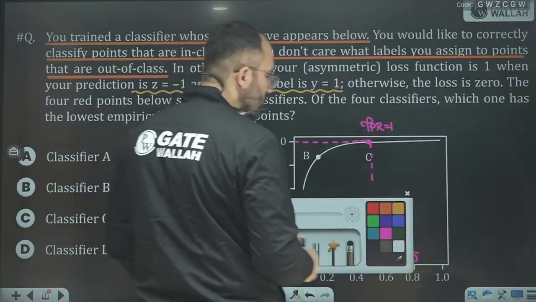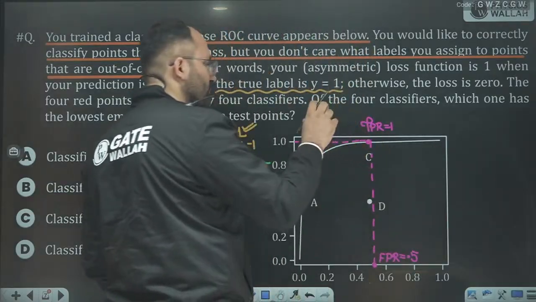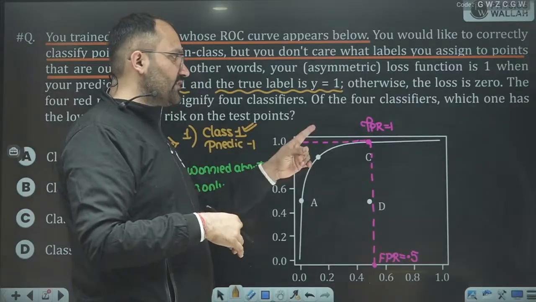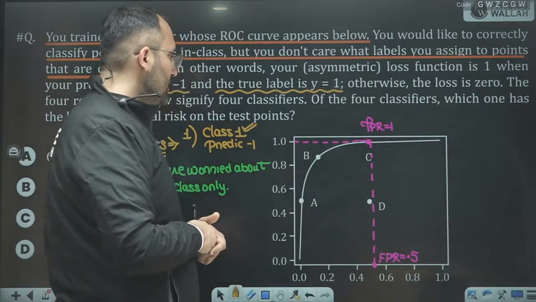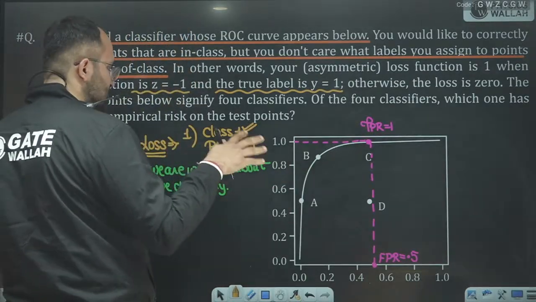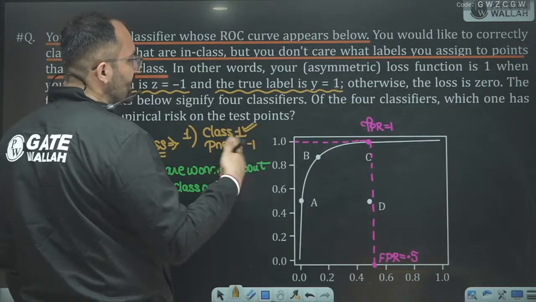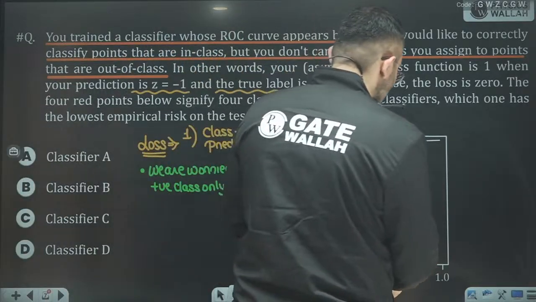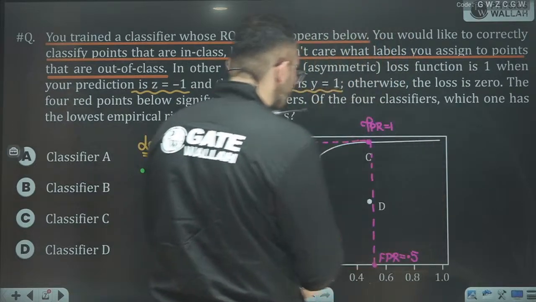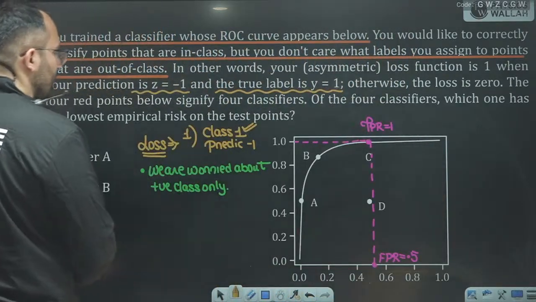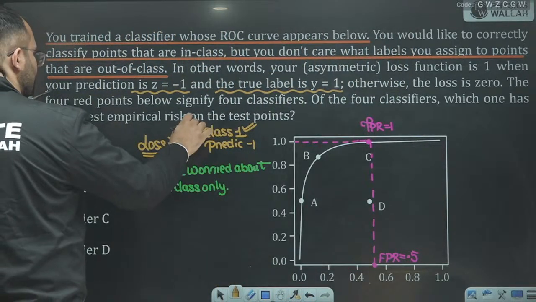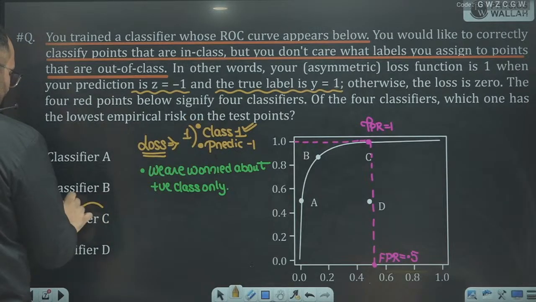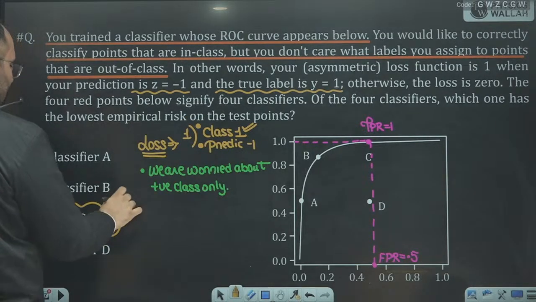Okay, so true positive rate is actually true positive upon actual positive. Matlab all the actual positives are predicted positive, and we are not worried about anything else. Matlab we are not worried about the negative class points. So we are worried about the true positive class only, meaning class 1 points should not be predicted as -1. This is important for us. So C is the best classifier for us in this situation.